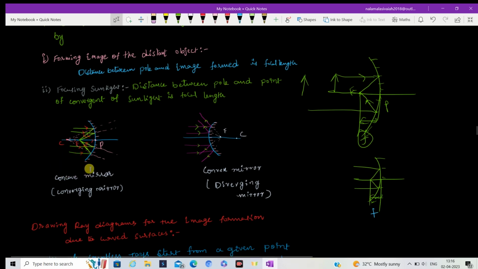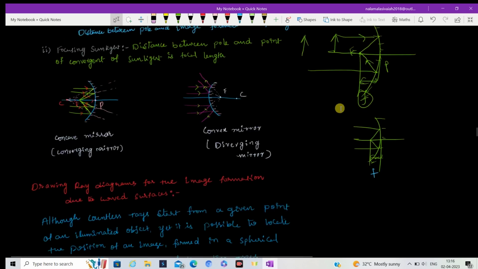Here the concave mirror shows the converging nature. The convex mirror shows the diverging nature. Here you see forming the image of the distant object. The distance from the pole to the image formed is called the focal length, and when focusing sunlight, the distance from the pole to the point of convergence of sunlight is called the focal length. As I discussed, those are the two points. Here you can see the concave mirror.